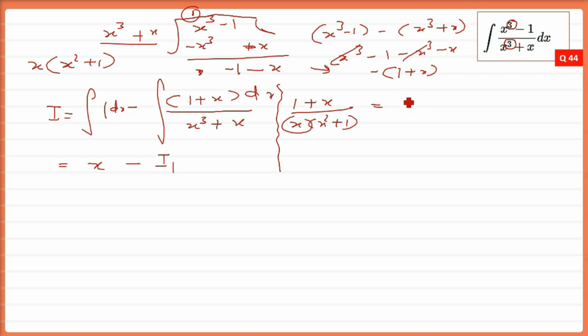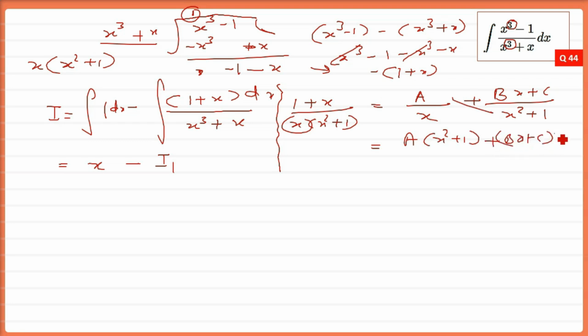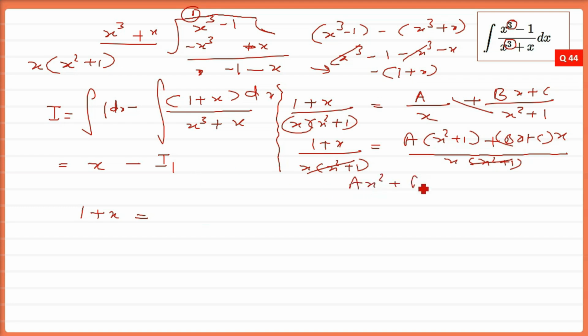Now when we have the order 1 in the denominator, we take a constant a. Over x square plus 1 is bx plus c, and the denominator will be x square plus 1. Now let's cross multiply. A multiplied by x square plus 1, and here x multiplied by bx plus c. In the denominator, it will be x into x square plus 1. Here you have 1 plus x divided by x into x square plus 1. You can cancel these two in the denominator. So let's multiply. 1 plus x equals ax square plus a plus bx square plus cx.